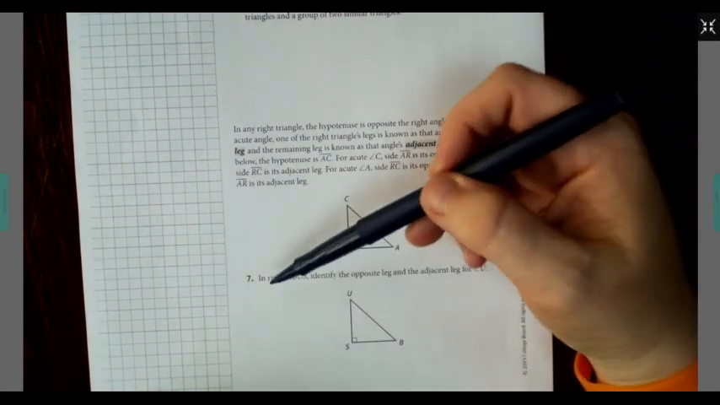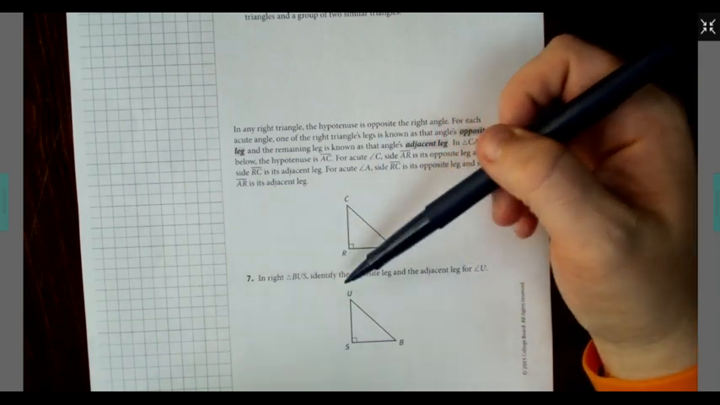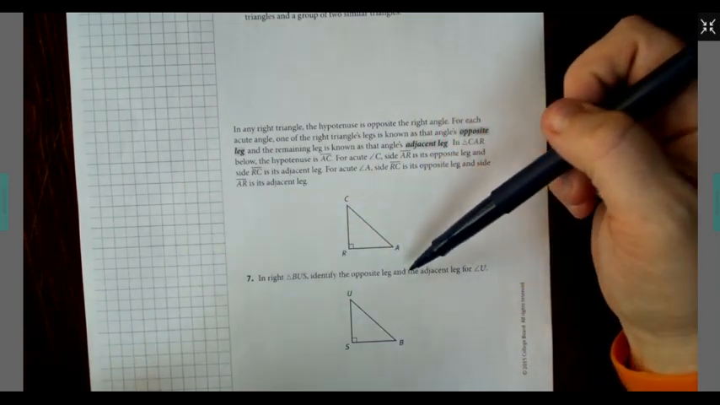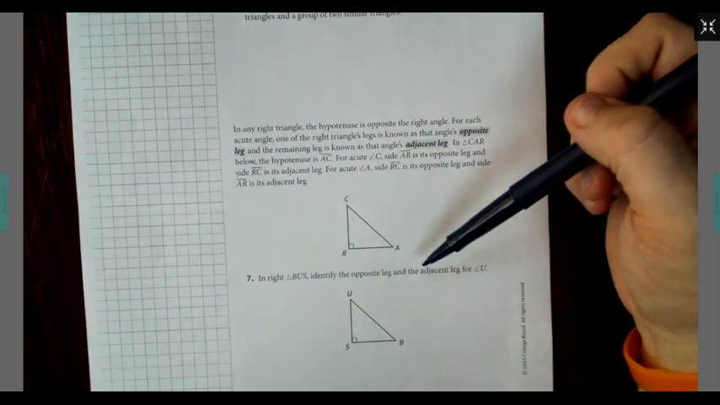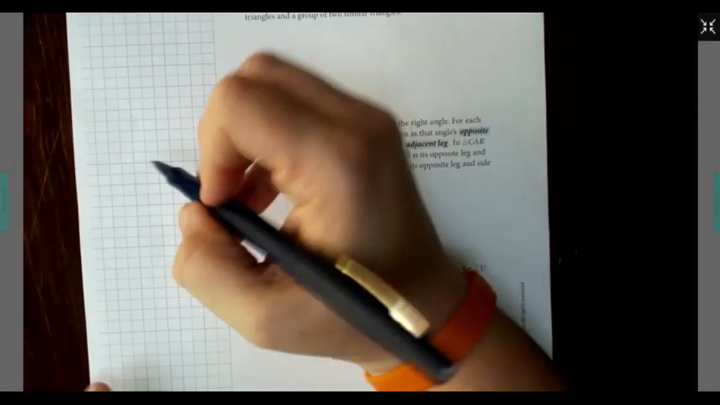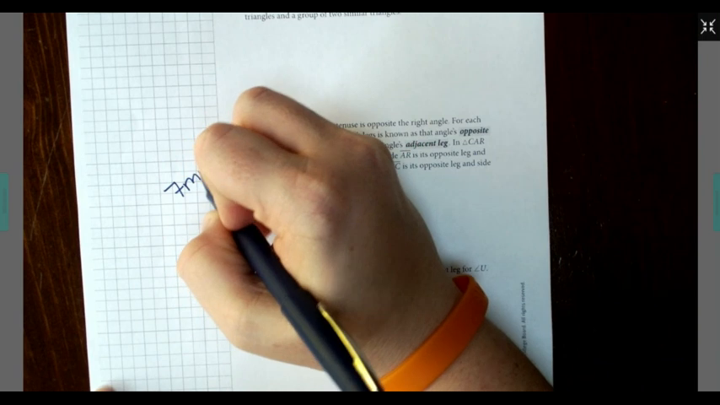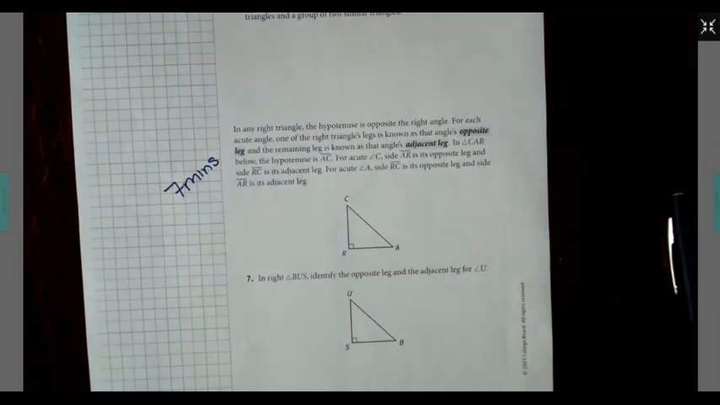Number 7 says, in the right triangle BUS, identify the opposite leg and adjacent leg for angle U. I'm going to give you 7 minutes to work through questions 6 and 7. Go ahead and pause your video now and work through questions 6 and 7.